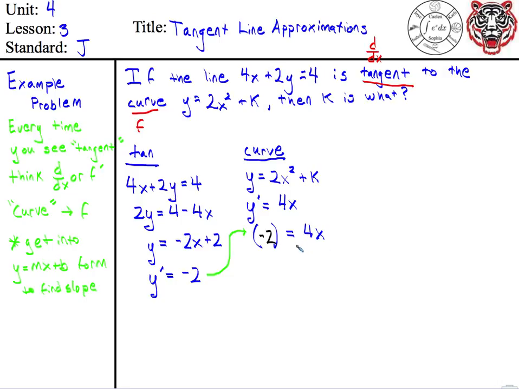So let's go ahead and do that. So x is equal to what? Negative 1... Negative 1/2. Perfect.